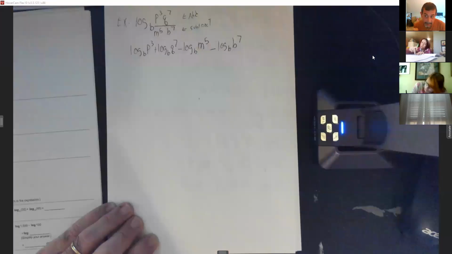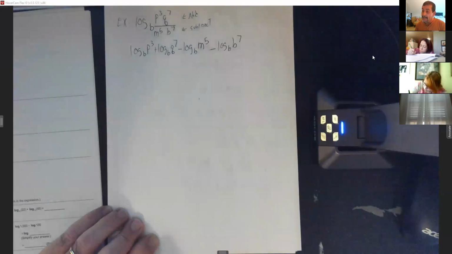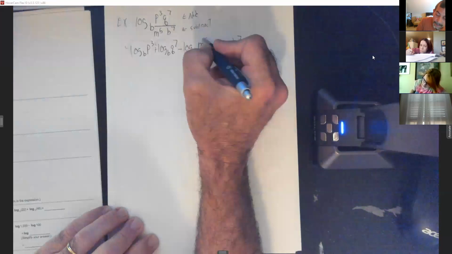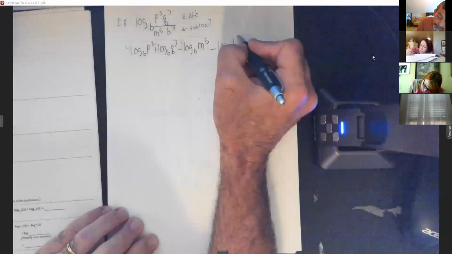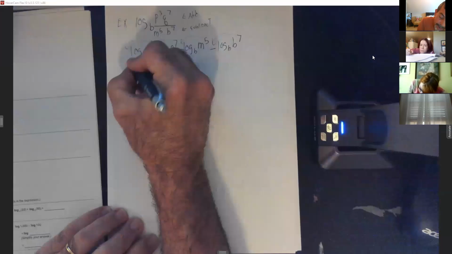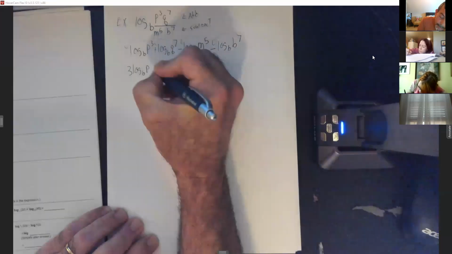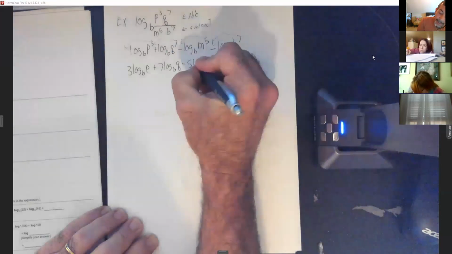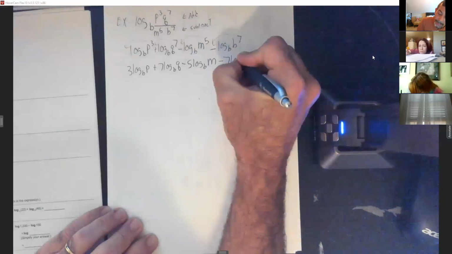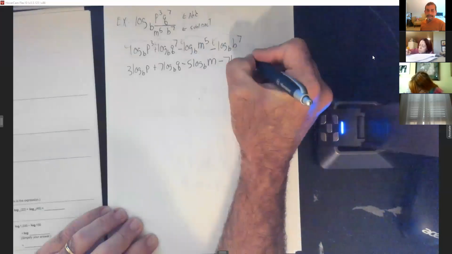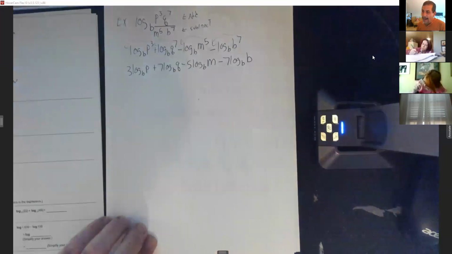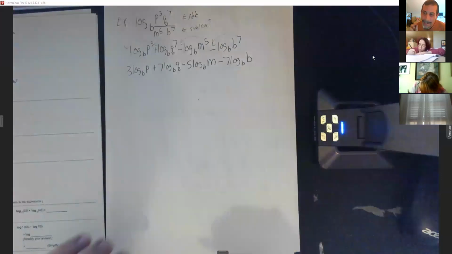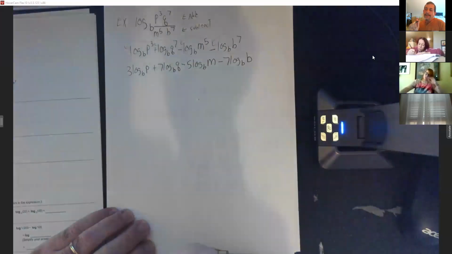So y'all, the next thing I'm going to do, everybody's got exponents that are being moved. So we're going to move all the exponents up front. So I get 3 log b of p plus 7 log b of q minus 5 log b of m minus 7 log b of b. Oh, these are so fun to write because you don't really get to get rid of nothing. It just moves around. And I'm going to tell y'all I got one more move I can do to this problem.